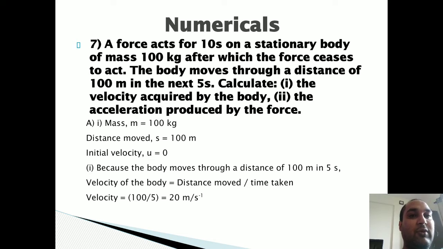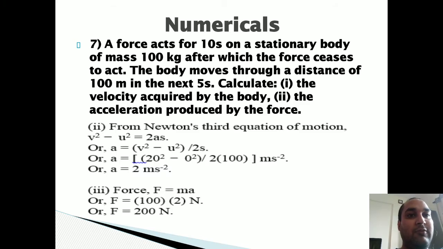First we have to calculate the velocity acquired by the body due to application of the force. We know velocity is displacement upon time. The body has been displaced by a distance of 100 meter in a time span of 5 seconds. So velocity is distance moved upon time taken, that is 100 upon 5, so it will be 20 meter per second.